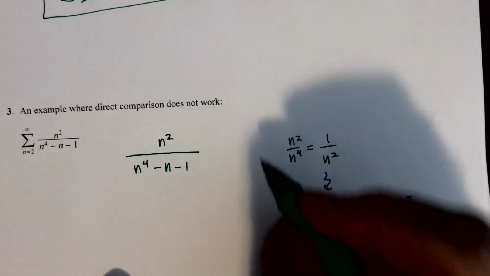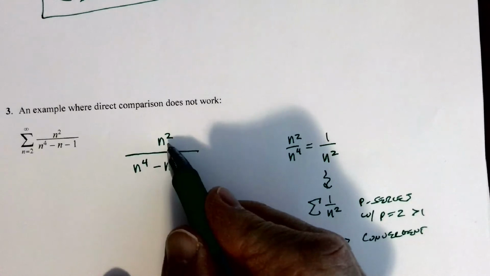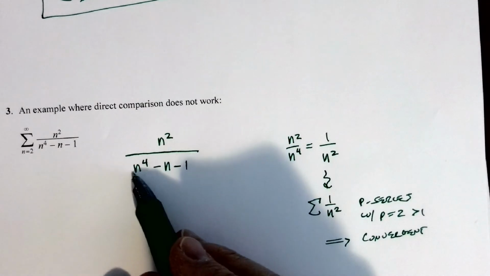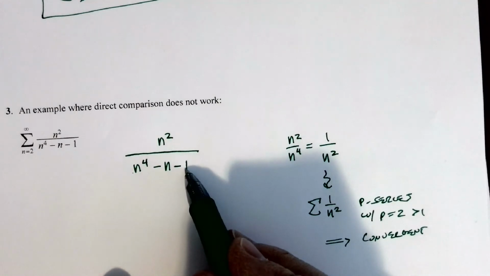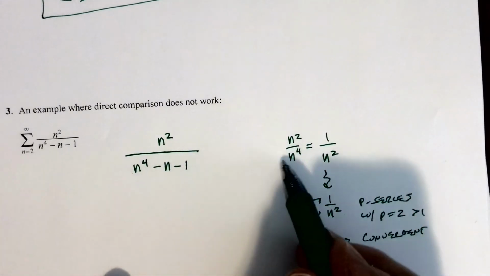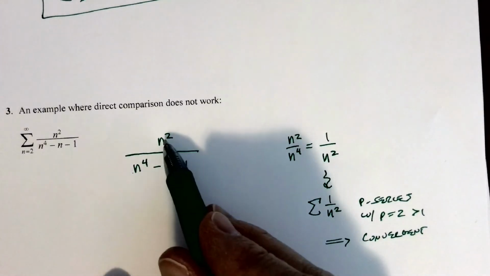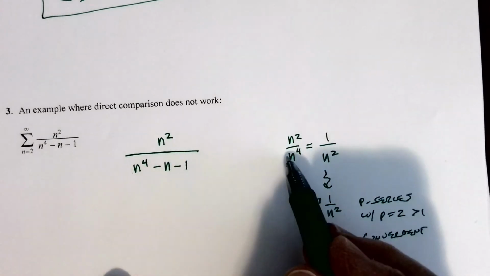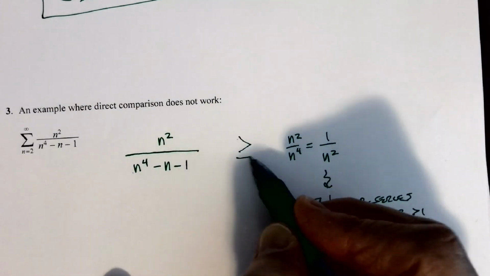However, when we compare n squared over n to the fourth to n squared over n to the fourth minus n minus 1, think about these two denominators now. n to the fourth here, n to the fourth minus n minus 1. Since I'm taking away n, and then I'm taking away 1, for n equal 2, 3, 4, 5, this denominator is always smaller than this. I'm taking stuff away from n to the fourth. So this denominator is smaller. Both have n squared up top, so that's the same. But if this denominator is smaller, the smaller denominator means the overall fraction is going to be bigger, greater than or equal to.